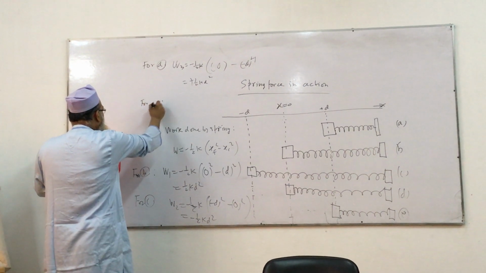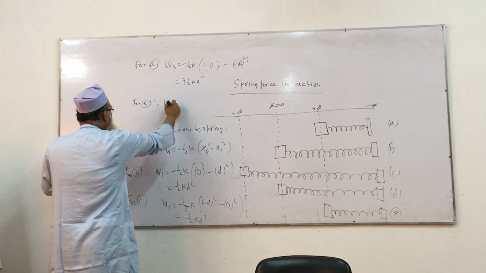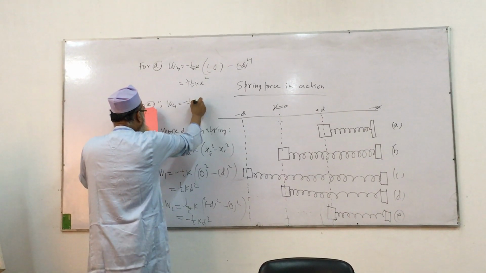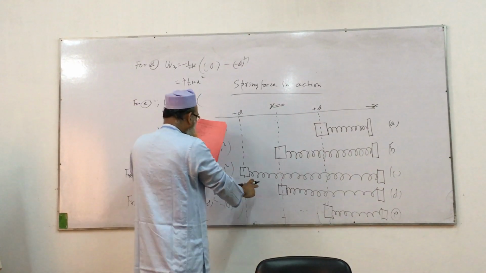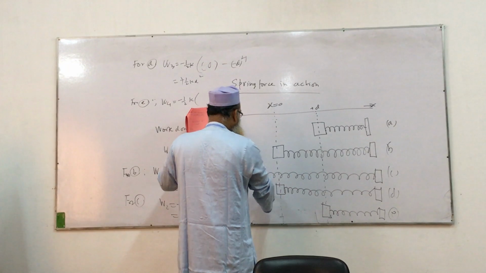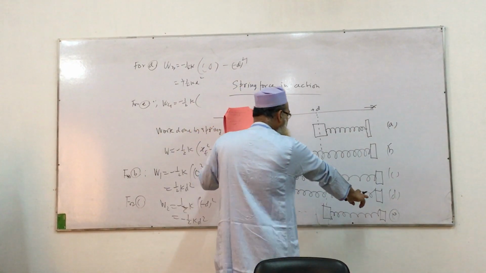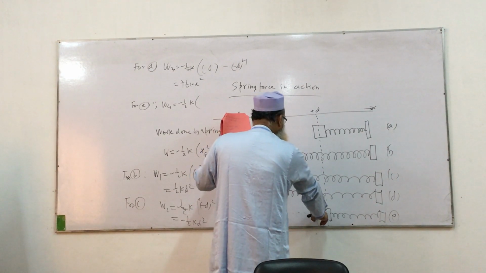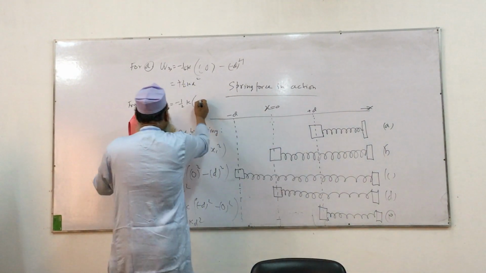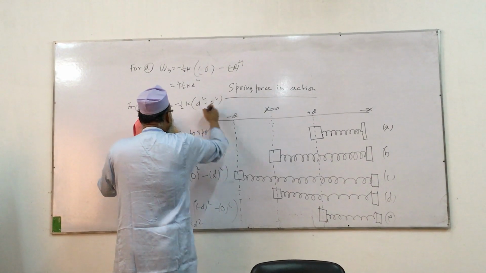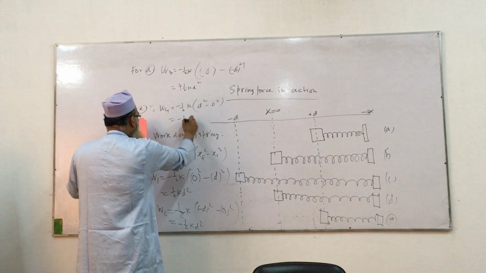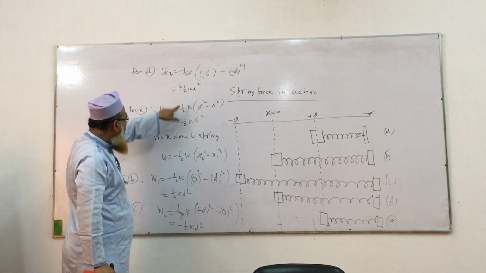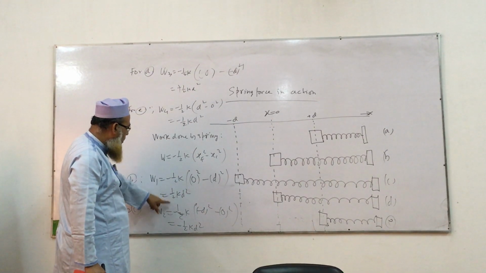For E, W4 equals minus half k. What is the initial position? 0. Final position? d. So the final position comes first: d square minus initial position, minus half k d square. So you get half k d square minus half k d square.